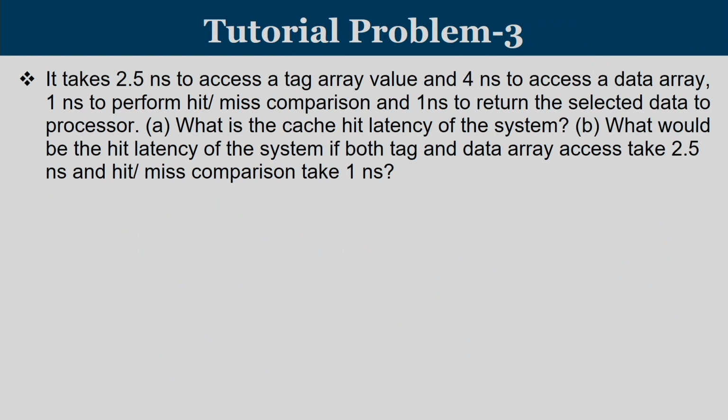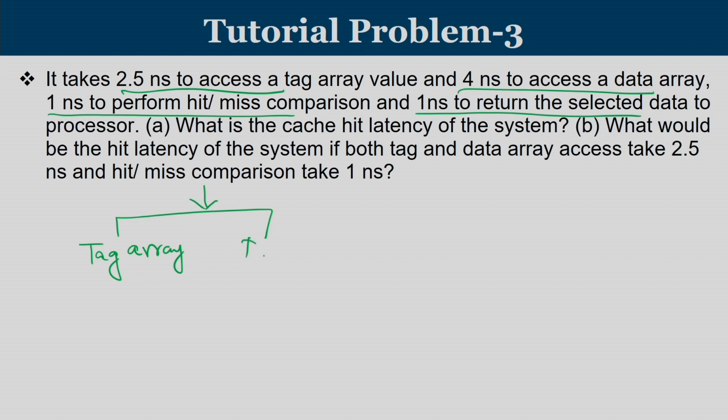Moving on to the third problem, it takes 2.5 nanoseconds to access the tag and 4 nanoseconds to access the data array, 1 nanosecond to perform the hit or miss comparison and 1 nanosecond to return the word. What is the cache hit latency of the system? We will try to solve the first section. Once the CPU gives an address, there are 2 things that happen. One is the tag array you are going to access, and then the data array.